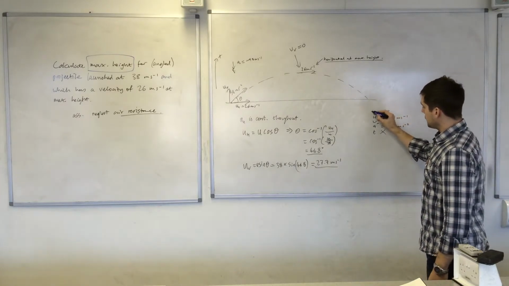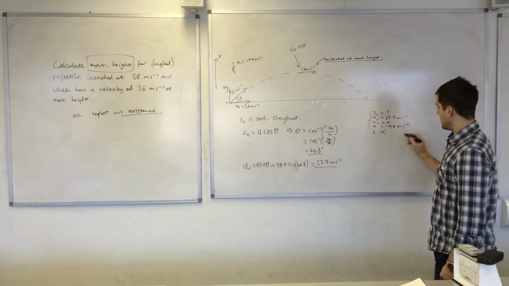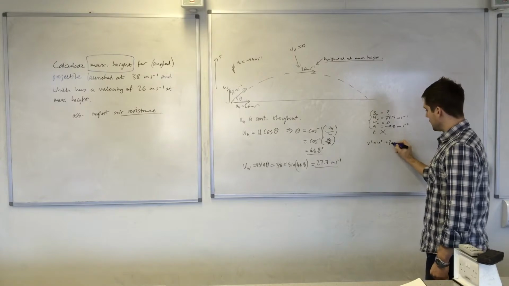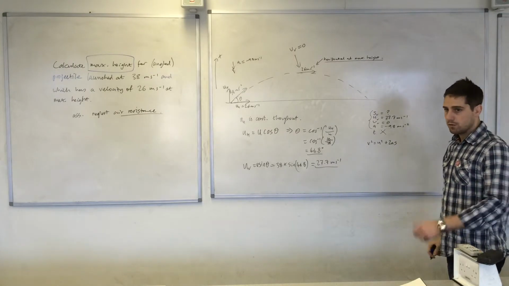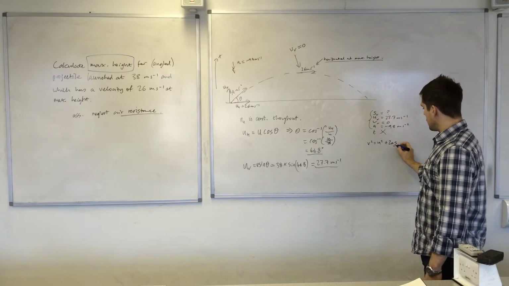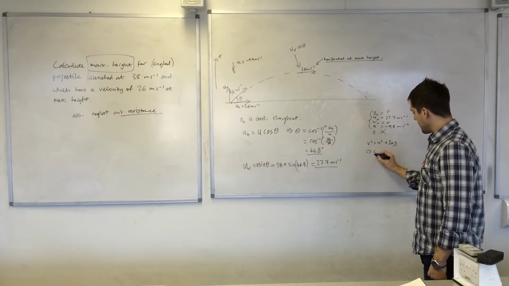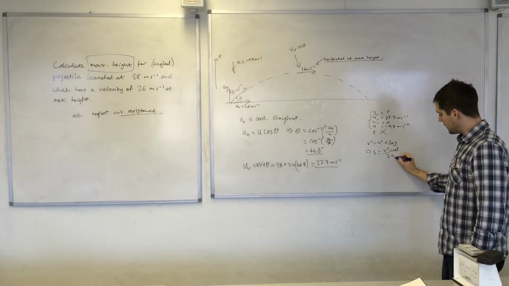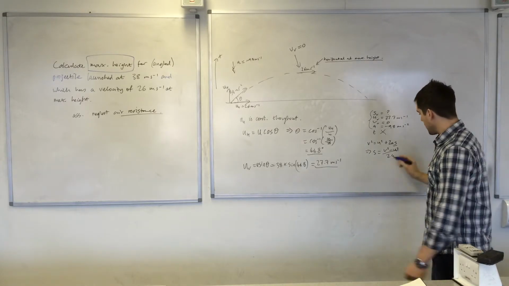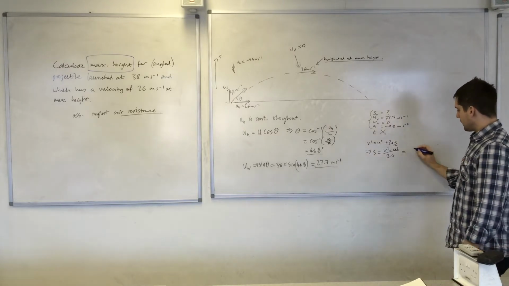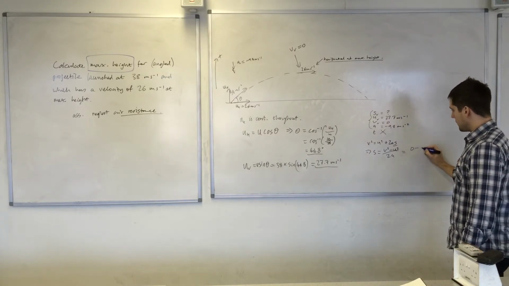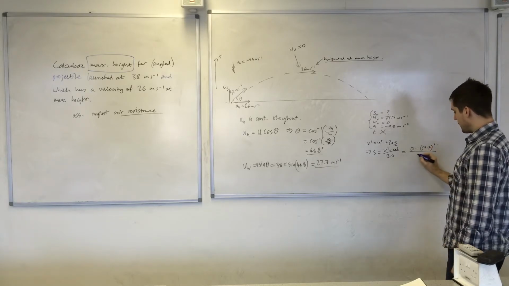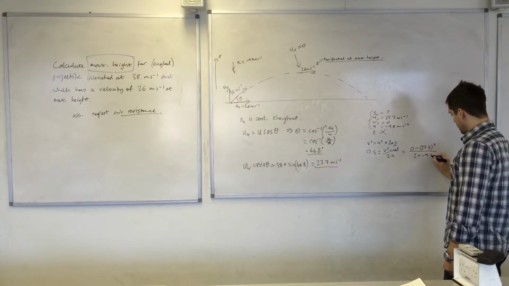The equation we need to use with SUVAT is v squared equals u squared plus 2as. We're using that fourth equation. Rearrange that for s, which is what we want to know. So s is equal to v squared minus u squared over 2 times a. Put the values in and we'll get the maximum height. So 0 minus 27.7 all squared over 2 times minus 9.8.